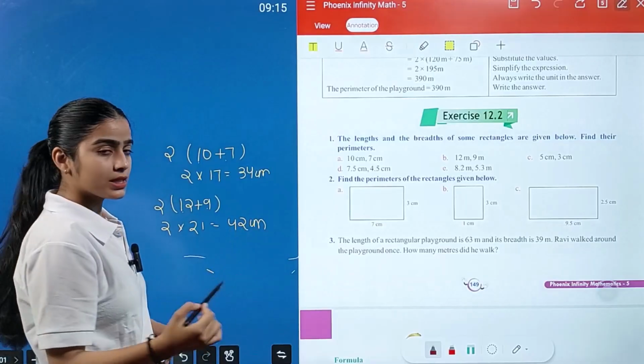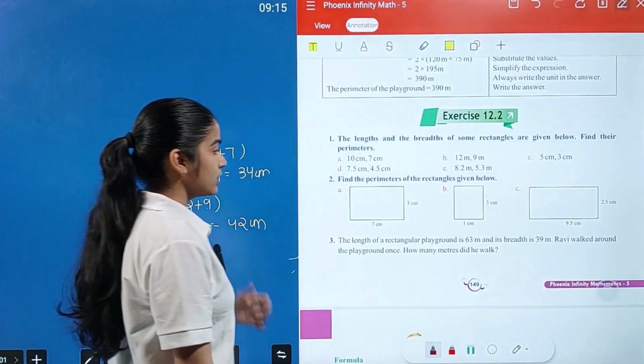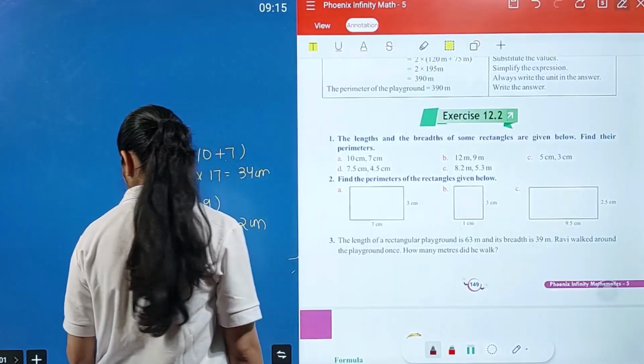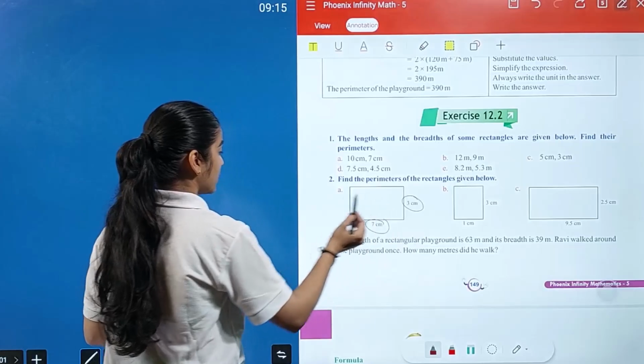So you have to repeat the same process for the rest of the questions you have for finding out the perimeter of the rectangles. Find the perimeters of the rectangles given below. So here again we have to repeat the same process. 7 centimeter and 3 centimeter.